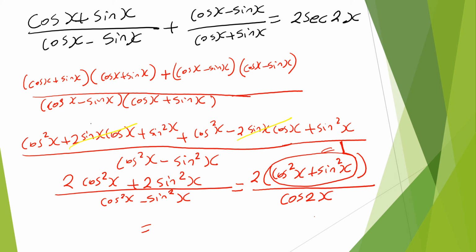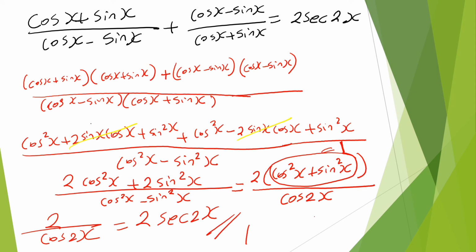Okay, I'll just stop here. I'm just going to redo this one here. So cosine square x minus sine square x is the same as cosine 2x. So that leaves me with 2 over cosine 2x. Now 1 over cosine is sec, so that's the same as 2 sec 2x, which is proven.